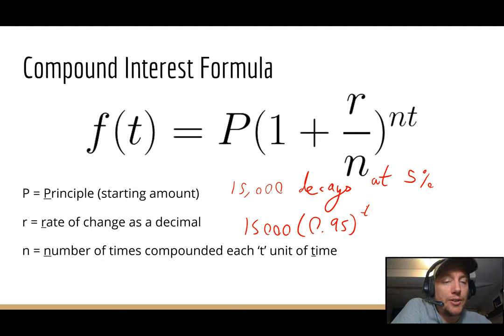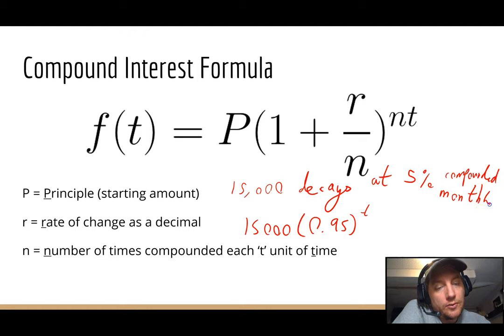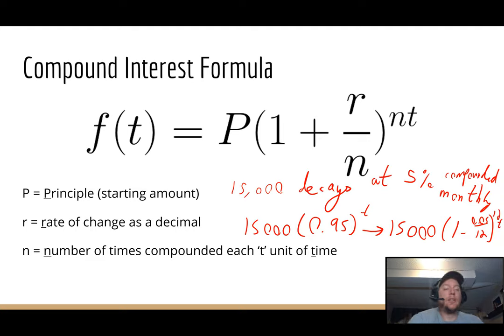However, if I add in words like if it's compounded, let's say monthly, then instead of this formula, it modifies into 1 minus 0.05 over 12 to the 12t. So monthly, there's 12 months in a year. Quarterly, think quarters, there's 4 quarters in a whole. Weekly, 52 weeks in a year. Daily, 365. So you just gotta add in that extra number.